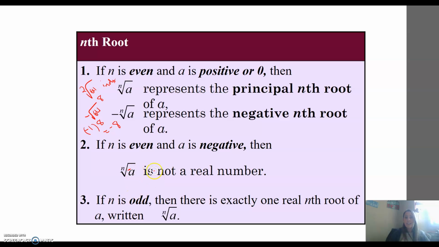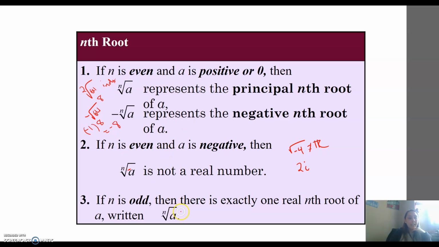Okay? So if the n is even, and if this is a negative a, then this is not a real number. So you kind of think of it this way. In the universe of all real numbers, can you take the square root of negative 4? No. This does not equal a real number. So it would be imaginary. This would be 2i, which now is not a real number. Imaginary numbers are not on the same plane. Remember, they're above.